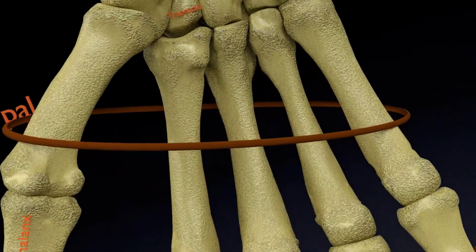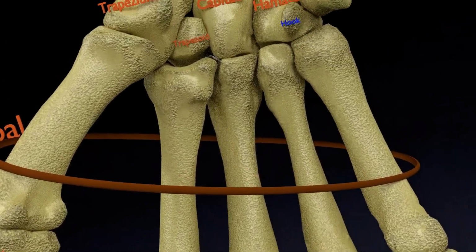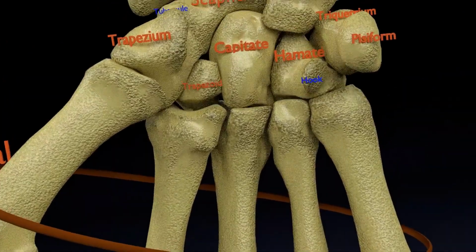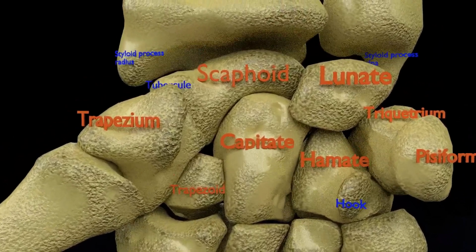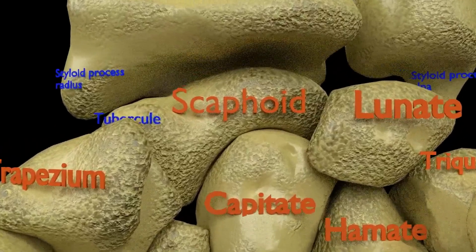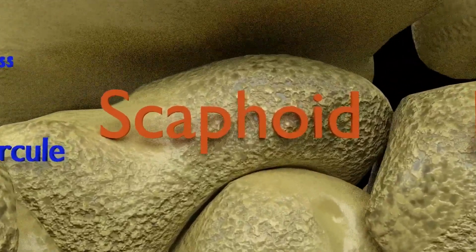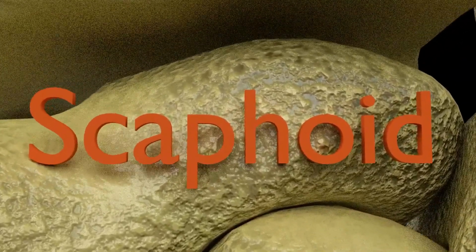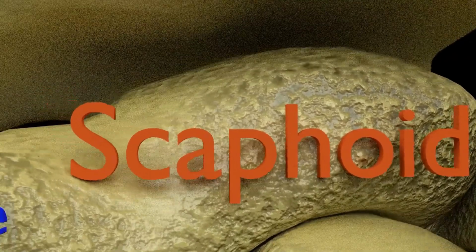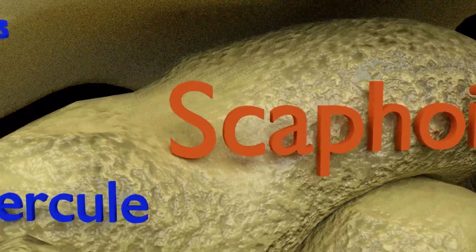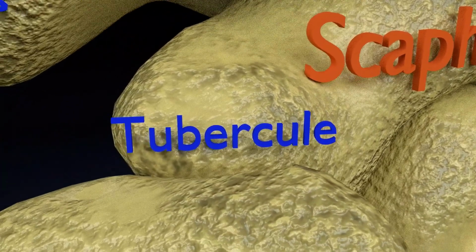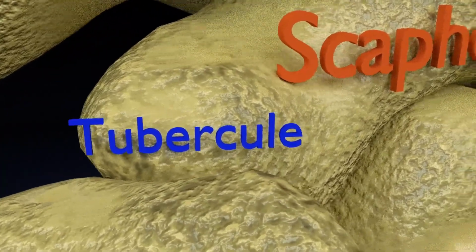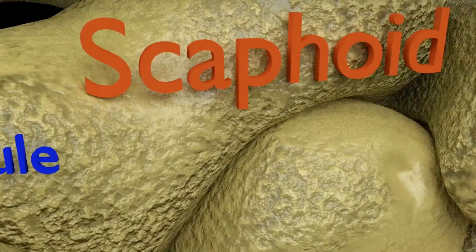we can see 8 carpal bones, which are arranged in 2 irregular rows. In this anterior view, the proximal row, as you are seeing, from lateral to medial, first is the scaphoid bone, which has a tubercle laterally. Scaphoid fracture is very common in young adults and it generally fractures from its waist.